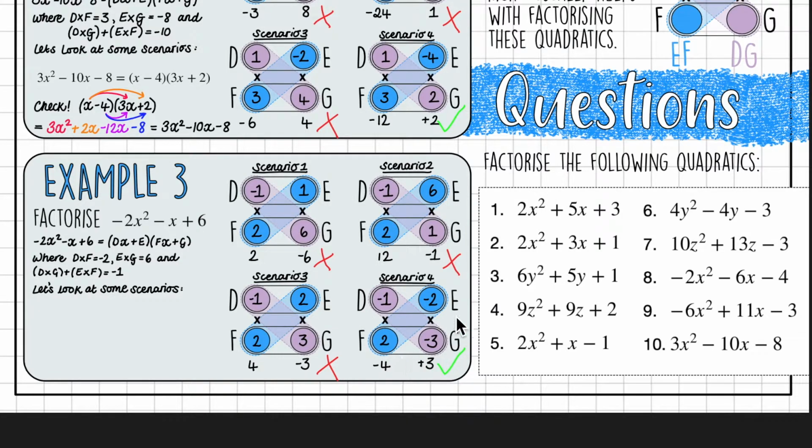Again, from the diagram, we can see what our brackets look like. And here we have it. Bracketed minus x minus 2 times by bracketed 2x minus 3. Right, this is a good point to probably pause the video, try out these questions, and then come back to the video and check your answers and workings to mine.